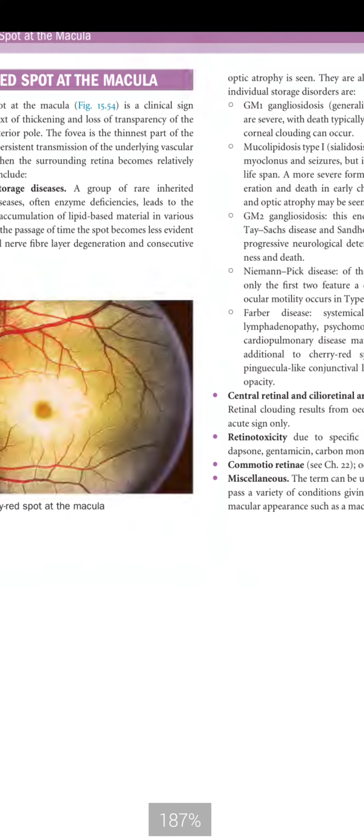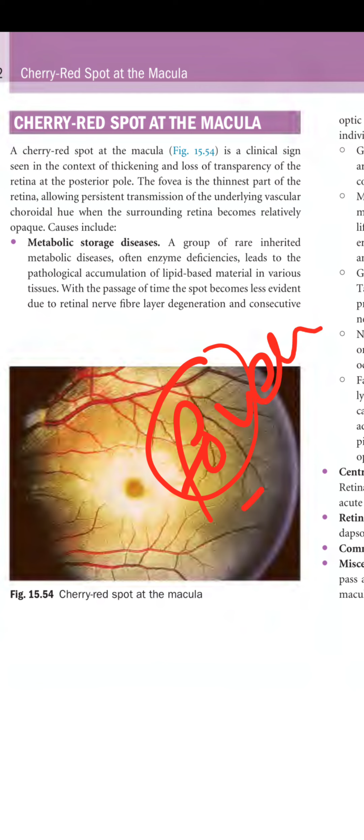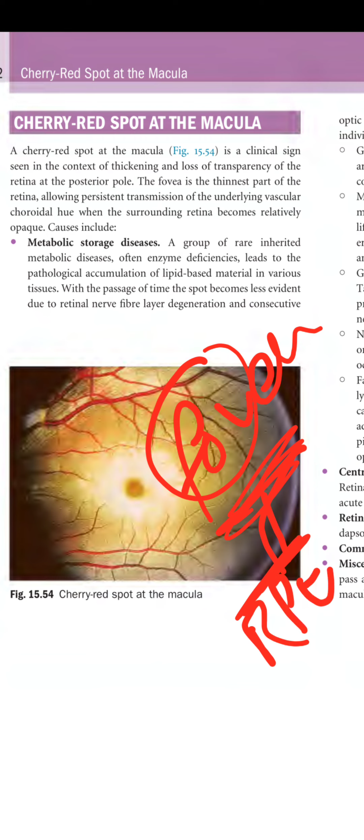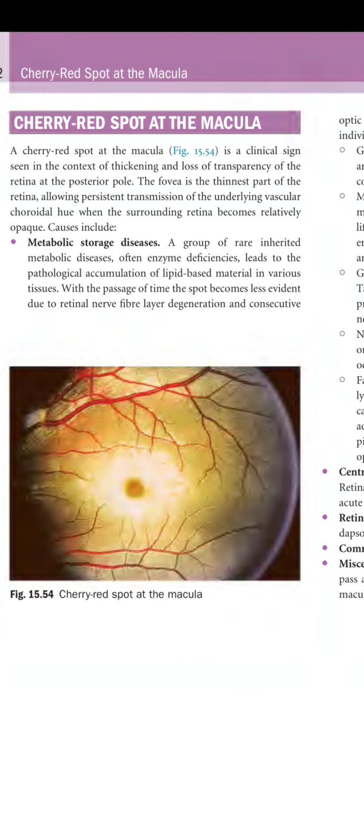So next is a cherry red spot at the macula. A cherry red spot is seen because the fovea has fewer layers, so the underlying pigment is visible. When the surrounding area becomes white, the fovea will have a darkish appearance, which is known as a cherry red spot.